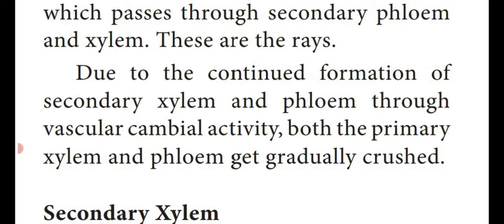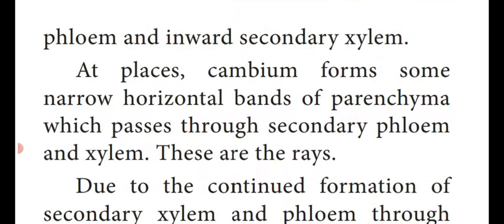Due to the continued formation of secondary xylem and phloem through vascular cambial activity, both the primary xylem and primary phloem are crushed. So due to the newly formed secondary xylem and secondary phloem, the first formed primary xylem and primary phloem are destroyed or gradually crushed. Okay, so this is said to be the cambial activity producing secondary phloem on the outer side and secondary xylem on the inner side.